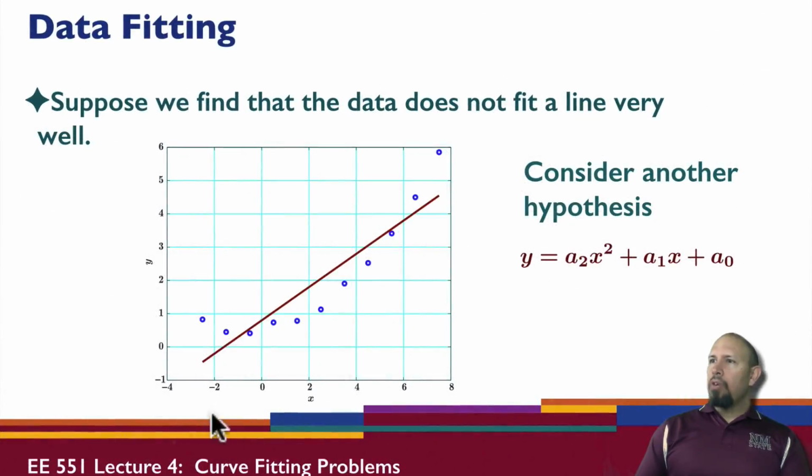Suppose that we have, for example, some data, and we do our linear curve fit like we just looked at, but we find that the data doesn't fit a line very well. We can see it's too curvy, and the curve is too predictable in a sense. So then we might consider another hypothesis. Instead of considering the linear hypothesis, we consider this quadratic hypothesis.